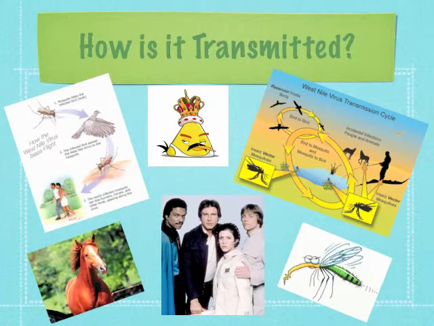The West Nile virus spreads to humans and animals via infected mosquitoes. The mosquitoes become infected when they feed on infected birds. You cannot, however, get infected by touching or kissing a person with the virus.